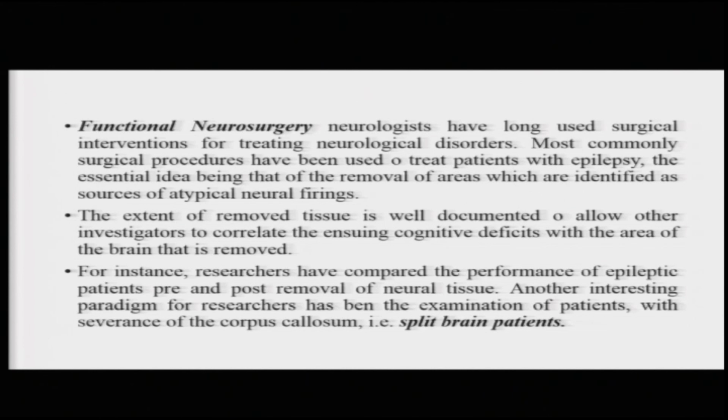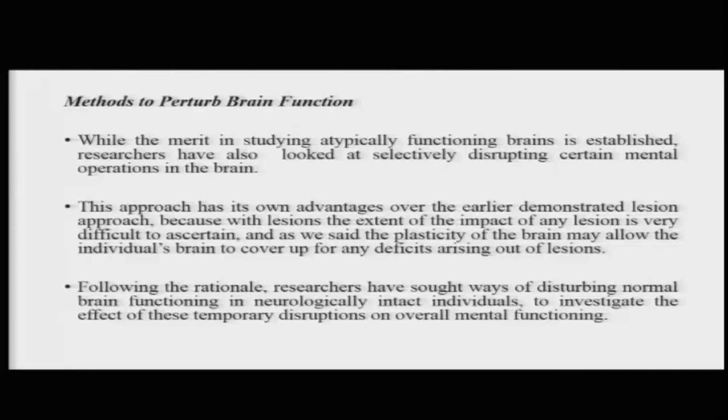Researchers have sought to refine this. With natural lesions or natural disruptions, we will not have any control with respect to the extent of damage or the site of damage. But if you can selectively disrupt specific areas of the brain and then study them, that has its own merits and its own advantages. So this approach is advantageous because it allows the neuroscientist to study exact deficits originating from disrupting the exact site in the brain.